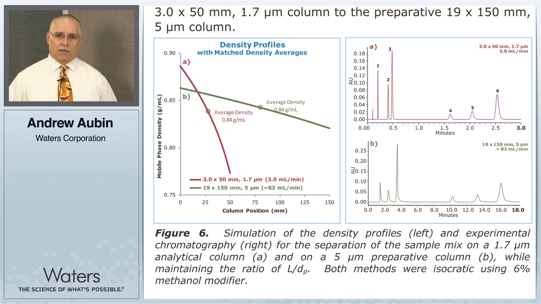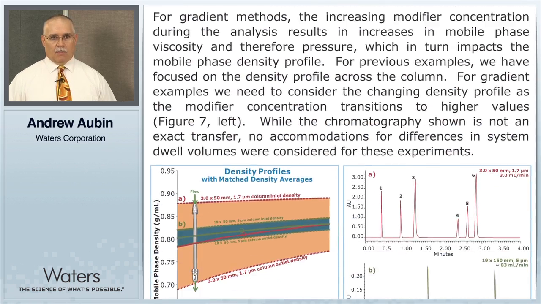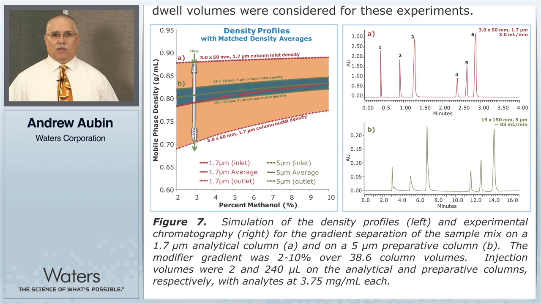If we use L over dP as part of our calculations and include the density calculation as well, we can start to make our chromatography moving from small particle, short analytical columns to large diameter, long preparative columns, allowing us to make our chromatography very similar. From a practical perspective, this works very well for isocratic chromatography. Turns out that it also can be applied to gradient chromatography as well.